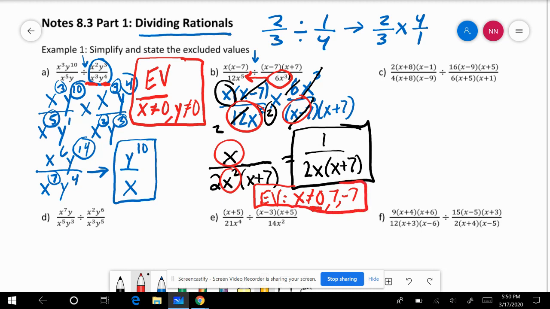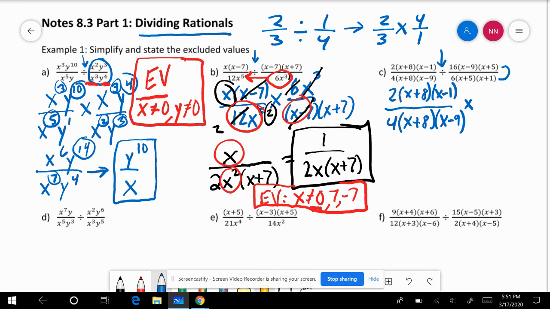Now, looking at letter C, once again, what we're going to do is we're going to do the same step as before. We're going to flip it. First term always stays the same. You change it to multiplication, and we're flipping it.